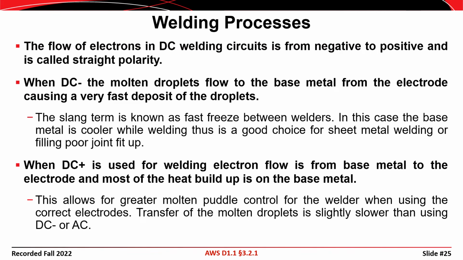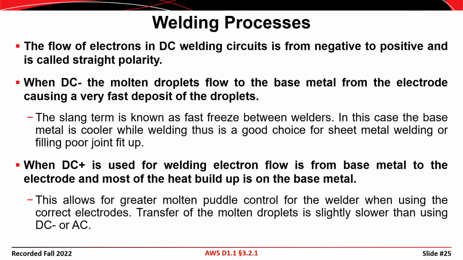If your weld machine is set up in a direct current configuration, then the flow of the electrons goes from negative to positive in a straight polarity arrangement. When DC negative is used, the molten droplets flow to the base metal from the electrode, causing a very fast deposition rate of the weld metal.